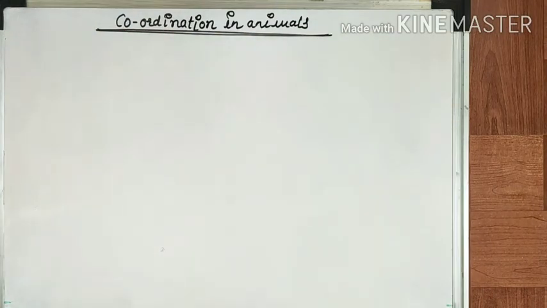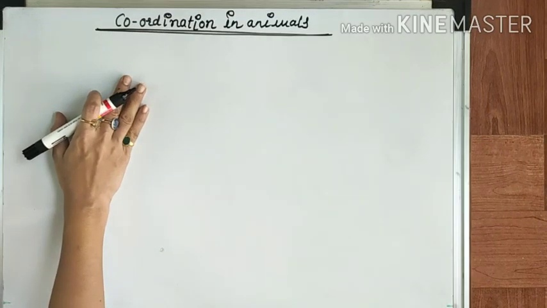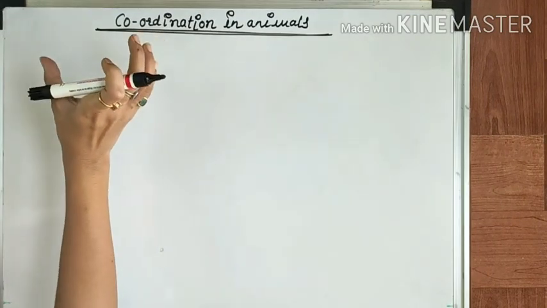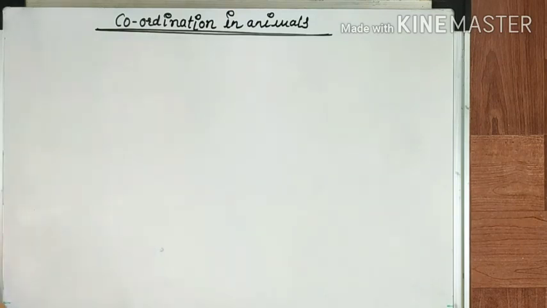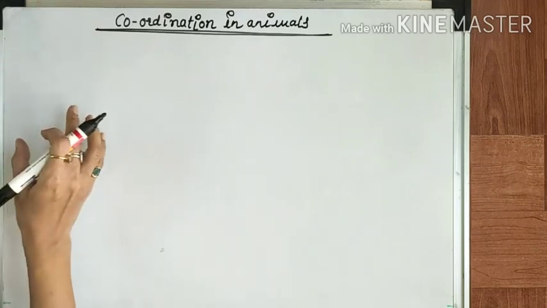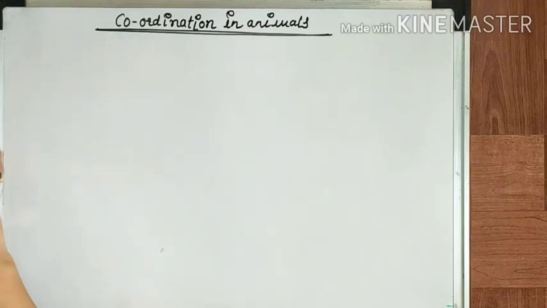Right? Now, you know that in the previous lecture we already studied control, what we mean by control and what we mean by coordination. Now we are going to study how exactly control and coordination occur in animals.